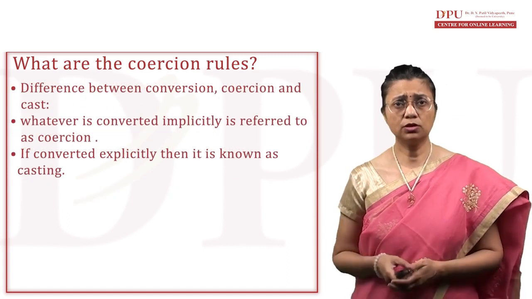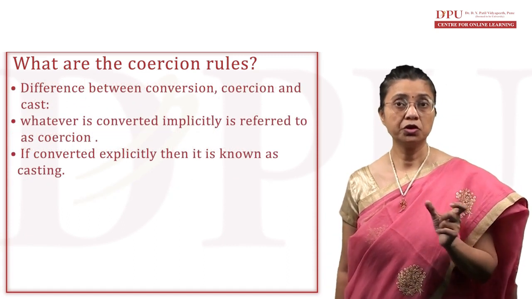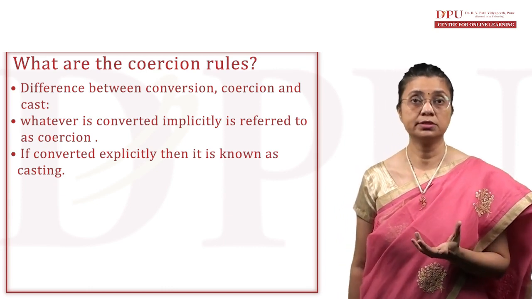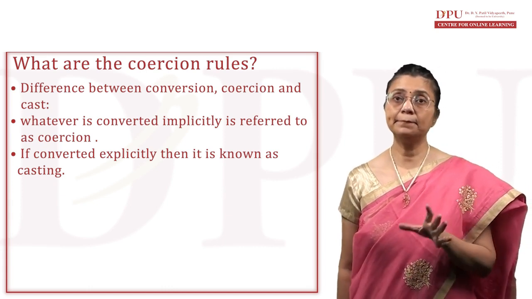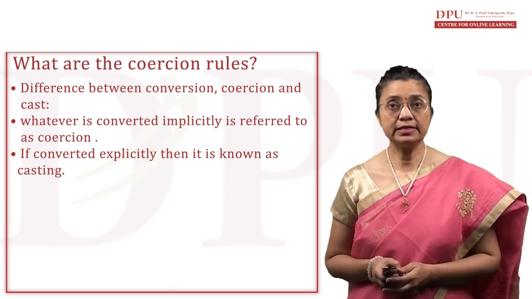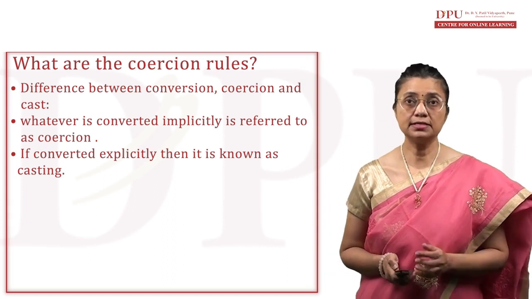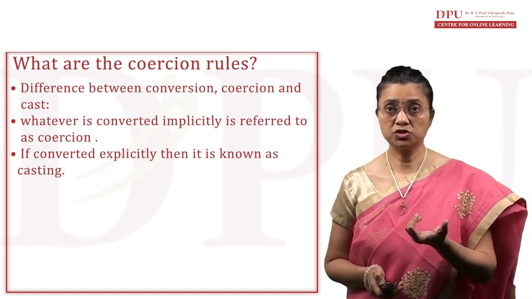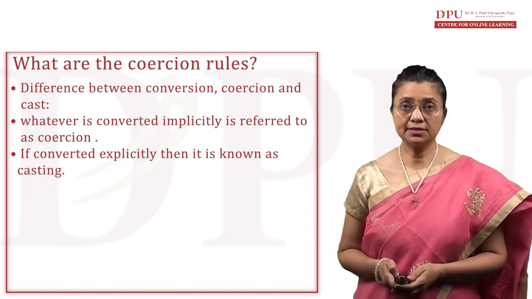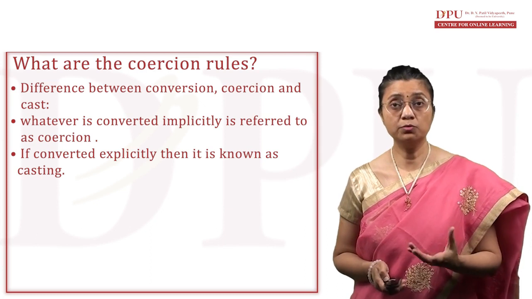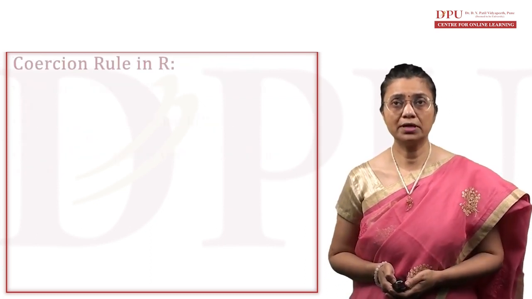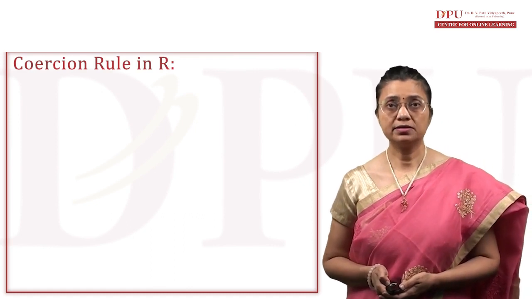Now understand the difference between conversion, coercion, and cast. What is the difference between these three words? Whatever is converted implicitly is referred to as coercion. But if converted explicitly, then it is called casting. So that is the difference between conversion, coercion, and casting. So mainly, if it is done automatically, then it is coercion. But if I am doing it explicitly, then I am calling it casting. Let's take one example of coercion rule and understand better.